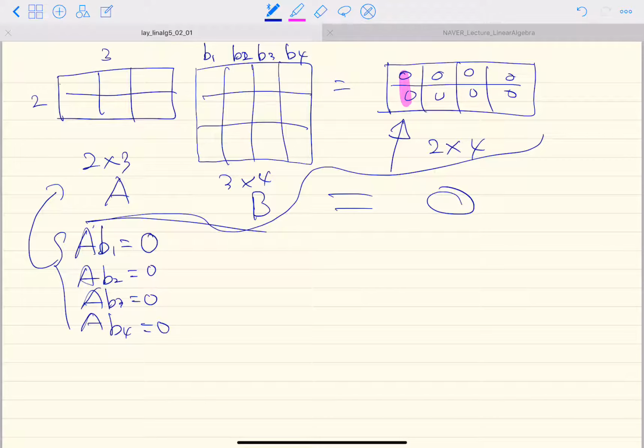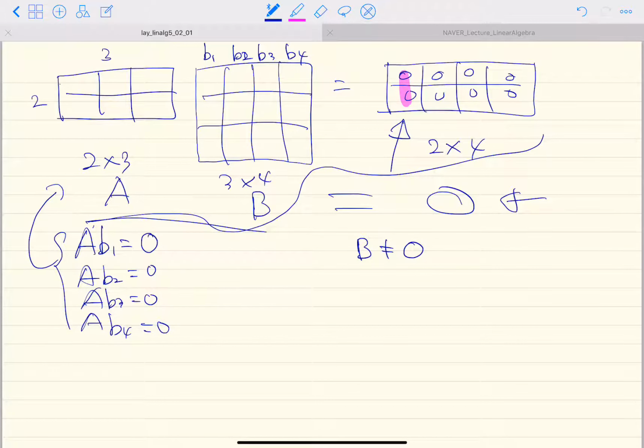Okay, so in this case, let's suppose that between A and B, B is not actually a zero matrix, because we want to make an example that satisfies this. The product is 0, but one of them is non-zero. But let's suppose B is actually a non-zero matrix.